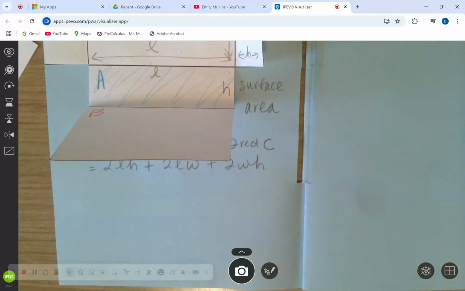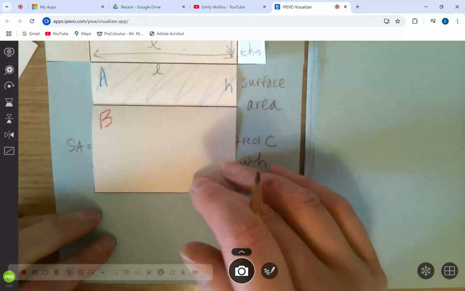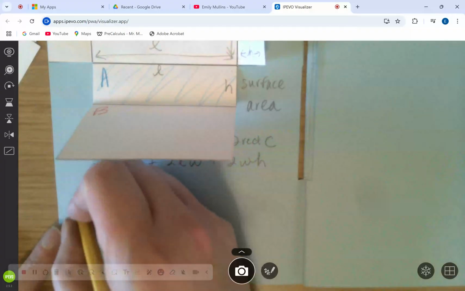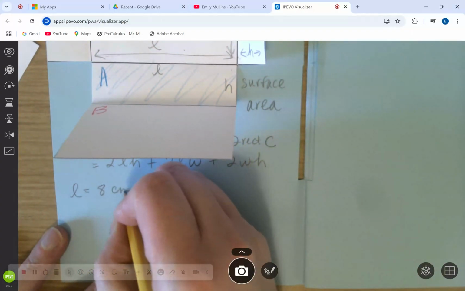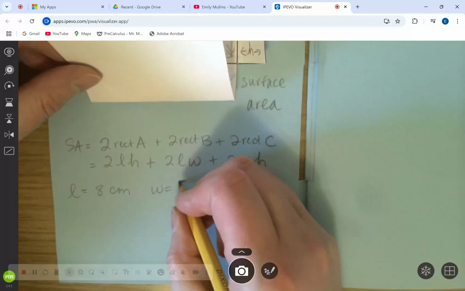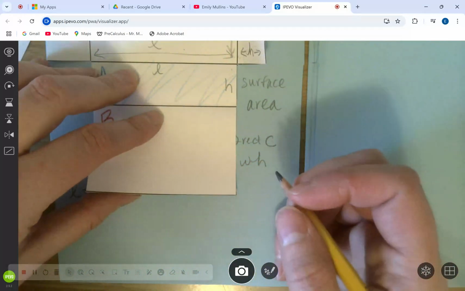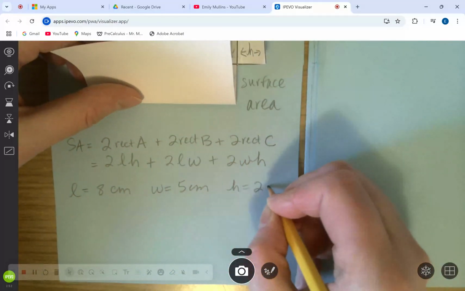It's not centimeters. I don't believe I have a ruler right now at home. So let's just pretend, and I'm going to say, these are the numbers I used last year. I don't think they're accurate, though. I think I have a different size rectangle. Let's pretend that our length is 8 centimeters. Let's pretend our width is 5 centimeters. And let's pretend our height is 2 centimeters.